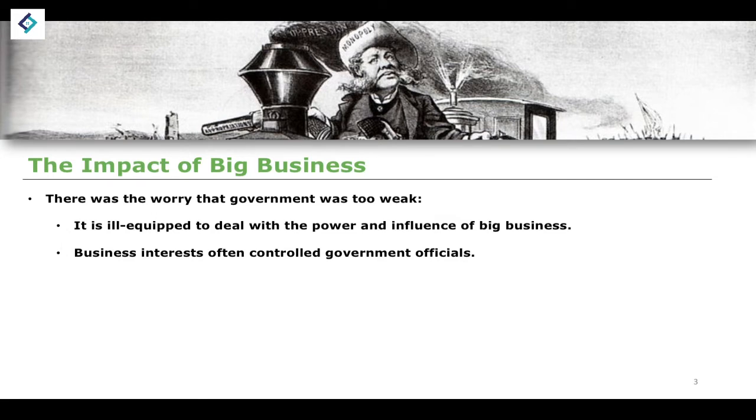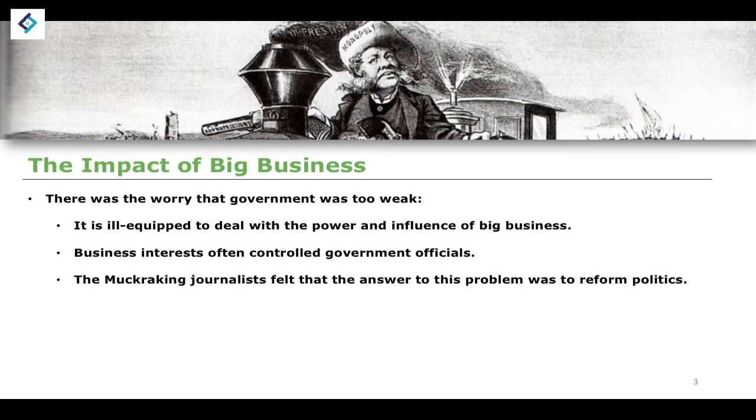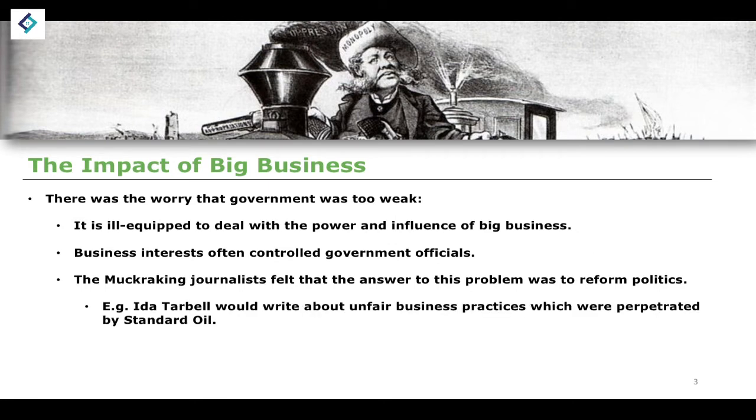It's an interesting reason why this man on this image here has a hat on that says monopoly written on it, and also oppression written in the smoke. There's a reason why this is the case. The Muckraking journalists felt that the answer to this problem was to reform the political system, and by reforming the political system we can see that they would have more tight grips over the growing influence of big businesses.